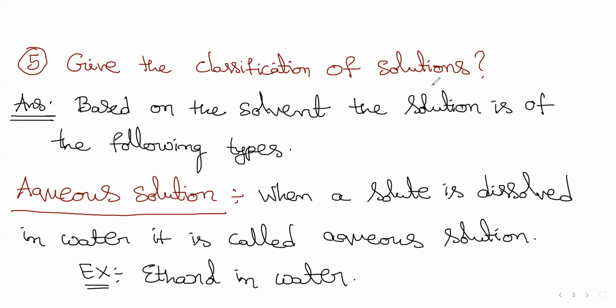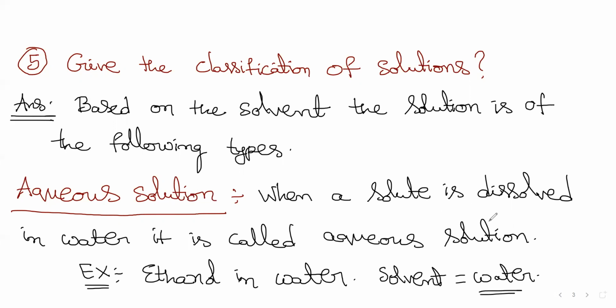So give the classification of solutions based on the solvent. The solution is of the following types. Aqueous solution: when a solute is dissolved in water, it is called aqueous solution. If the solvent is water, then you would say that the solution is an aqueous solution.